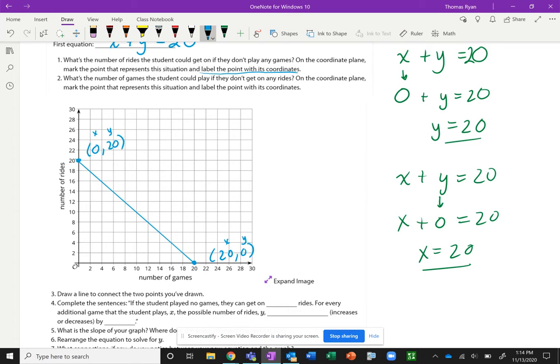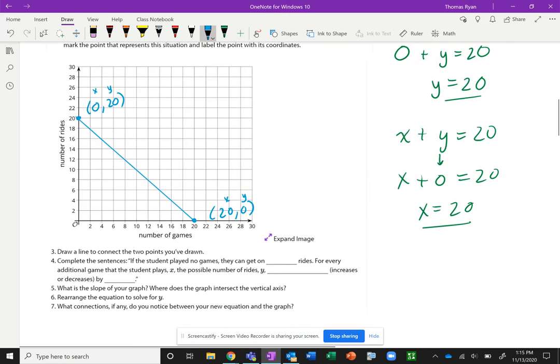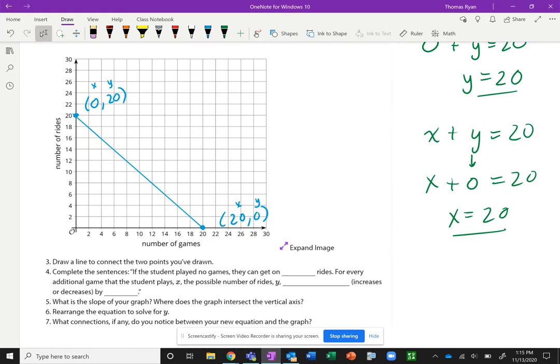So now we have a graph, right? We can graph lines. There's a couple things that we talked about. Maybe we've heard the idea of slope, maybe y-intercept. Let's see what we know. Number 4 says complete the sentences. So now we're focusing on the graph here. If the student played no games, they can get on blank rides. Well, we've already established, if we look at our graph and go over here to 0 games and follow up, we'll hit right there at 20. So they can get on 20 rides.